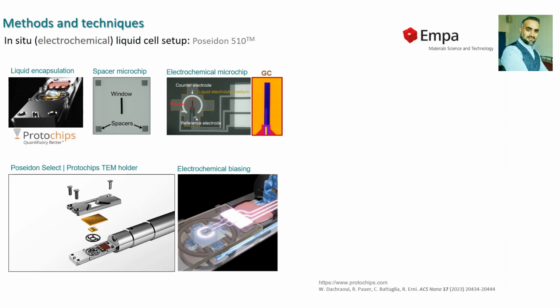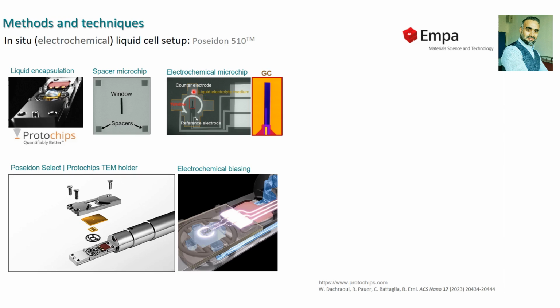The in situ setup we are using in our study is the Poseidon 510 holder from Protochips. This holder allows the encapsulation of liquid between two microchips. The first microchip is a spacer microchip where we have spacers at the corners to control the thickness of liquid, and the second microchip is called the electrochemical microchip where we have electrodes.